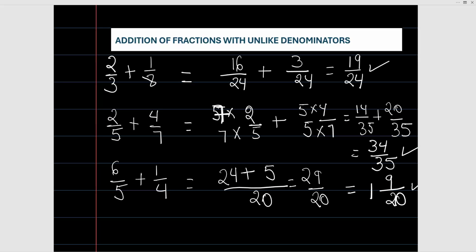All right, ladies and gentlemen, this is how we learn how to add fractions that do not have the same denominator. I hope at the end of this session, you have understood how to add fractions that do not have the same denominator.